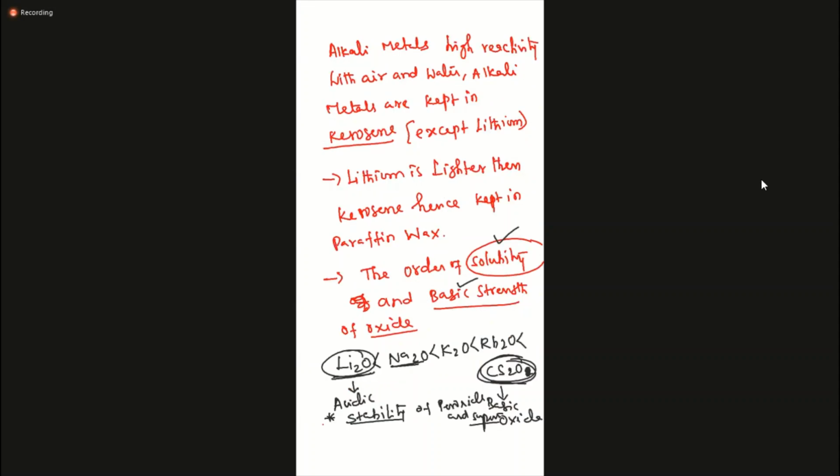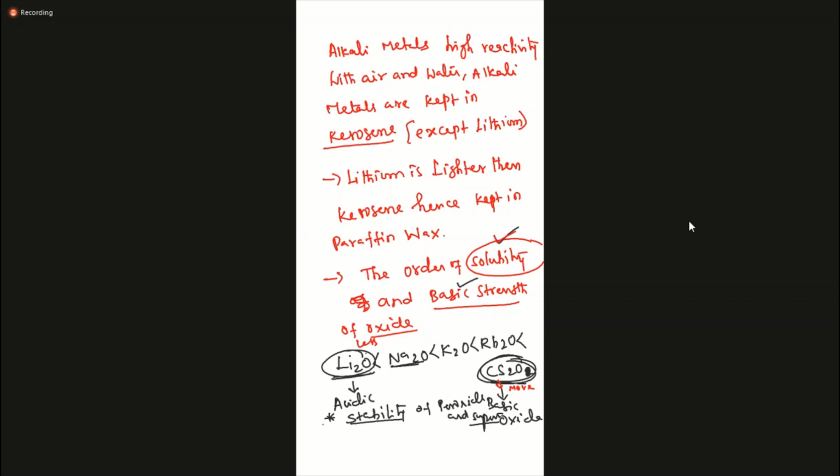The last line is stability, right? I will write in the next page. Stability of peroxide and superoxide. This is solubility. So which is more soluble in water? Cs2O is more soluble in water. Li2O is less soluble in water. This is more soluble in water, less soluble in water. This is less basic, this is more basic strength of oxide.